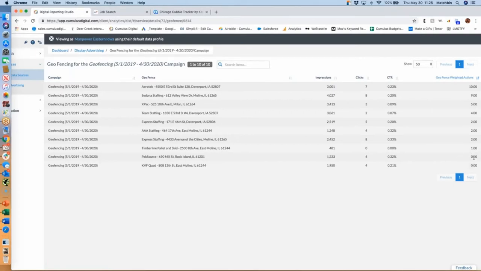So here you can actually see two of the geofences don't have any weighted actions. All right, you know what? They've got a great click-through rate, 4 clicks, less than 2,000 impressions. So I wouldn't touch this at this point. I would just let this go because we're so early on in this campaign that these might step it up and become one of the most productive.